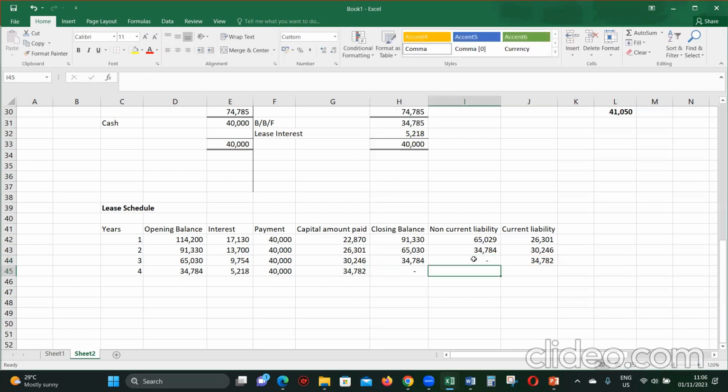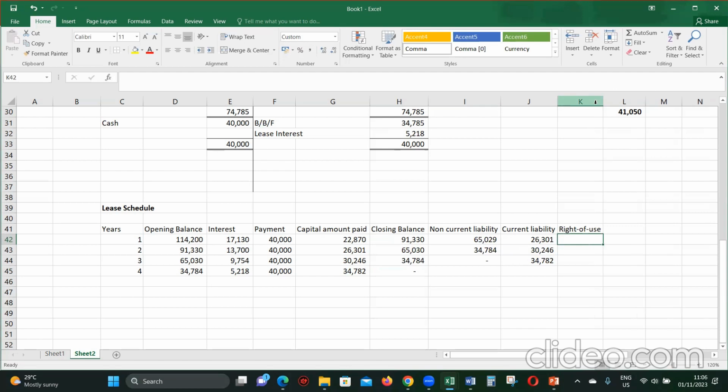I'll make it 0. Why? At the end of the third year, you don't have a non-current liability, because the whole balance will be paid in the fourth year. After 4 years, there's no lease agreement. Right? So, this is how it goes. I hope you are clear. Shall we add the right of use asset as well? This is a summary. If you can do this summary, you can answer any lease question, right?